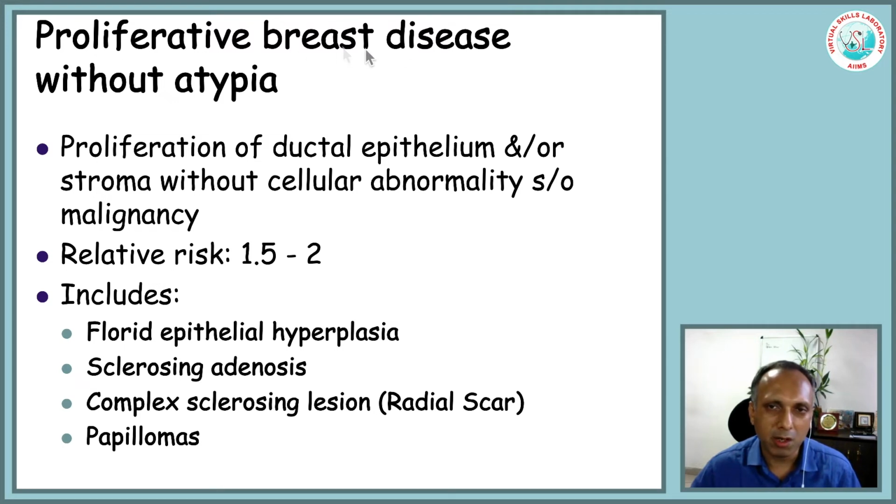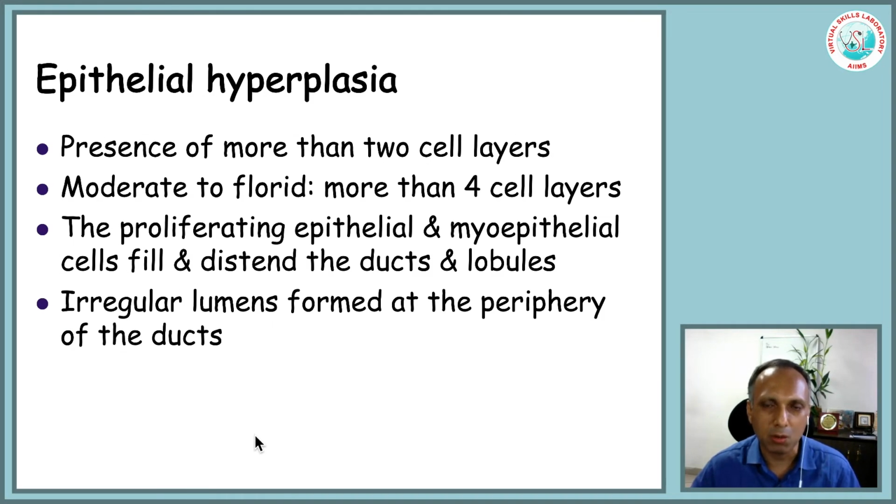Now in the proliferative breast disease without atypia, the relative risk of cancer is 1.5 to 2 times the general population. That means a patient harboring this lesion has only this much increased risk as compared to a patient without these changes. Now what comes under this proliferative breast disease? It includes florid epithelial hyperplasia, sclerosing adenosis, complex sclerosing lesions or radial scars, and papillomas. These are some of the lesions which come under proliferative breast disease without atypia.